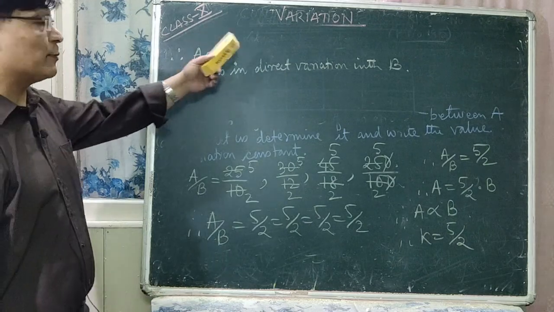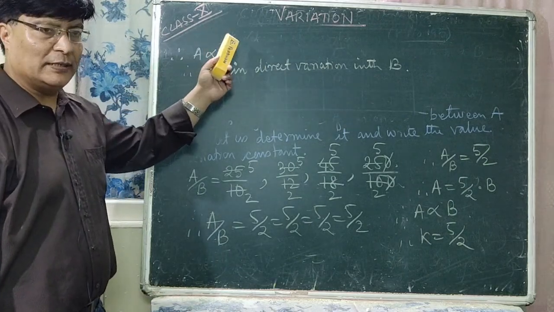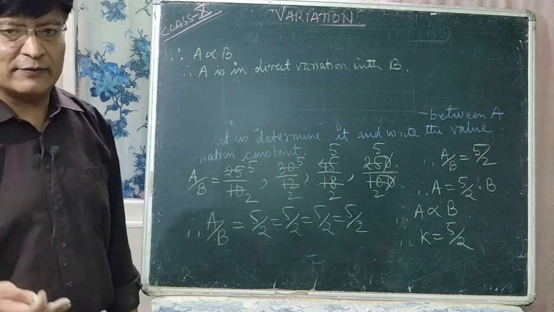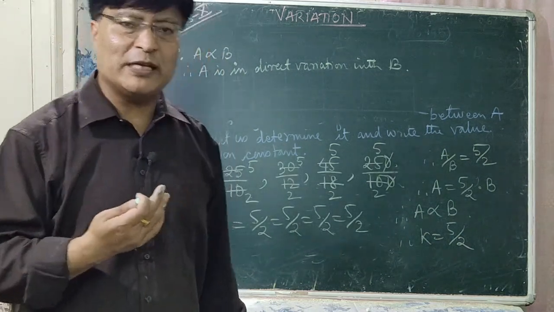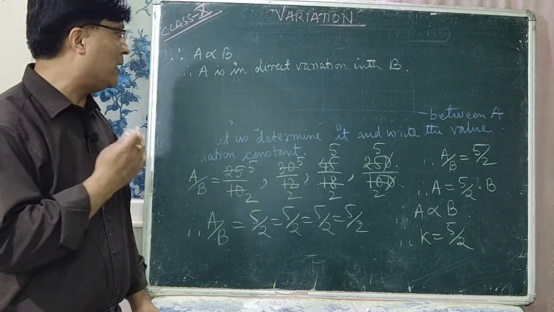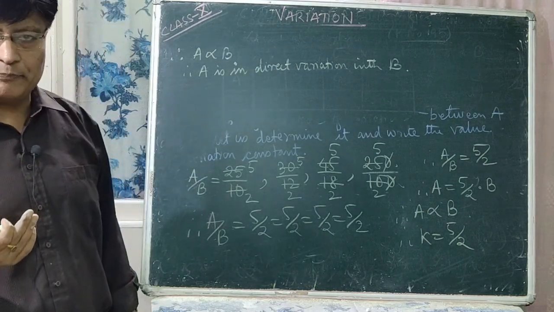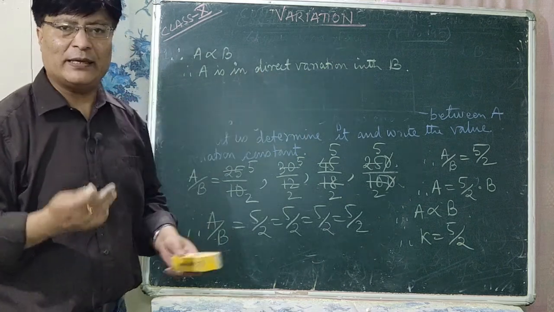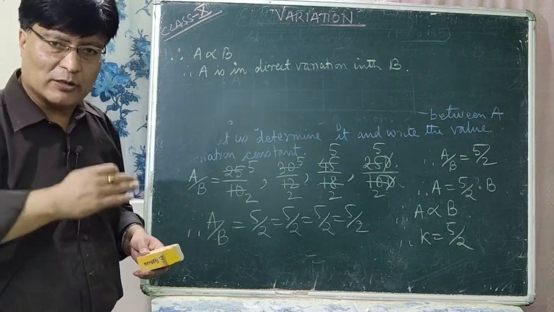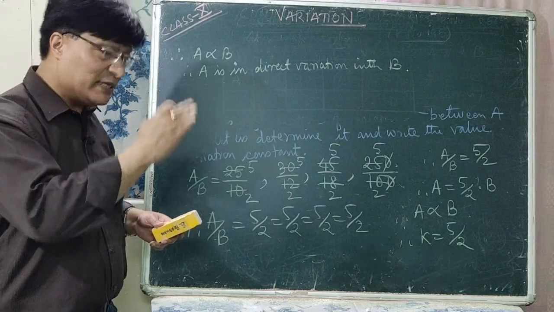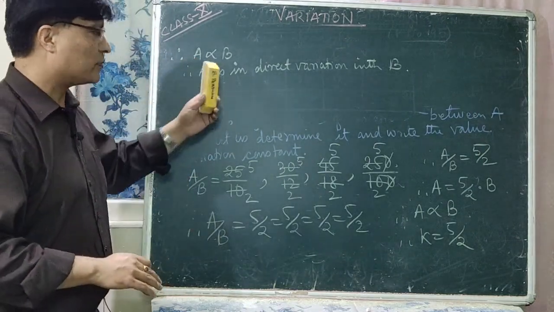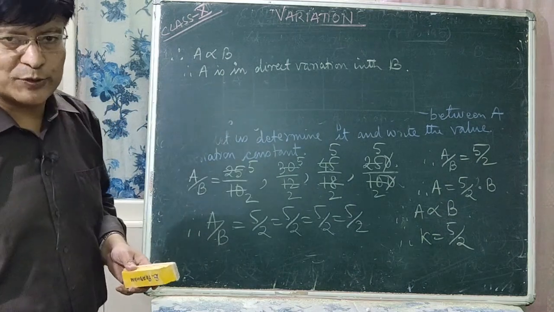You may write A is proportional to B in notation also, A proportional to B, or you may write A is in direct variation with B. So what is the meaning of A is in direct variation with B? If A increases, B also increases. If A decreases, B also decreases. Okay? So this is the relation between A and B.